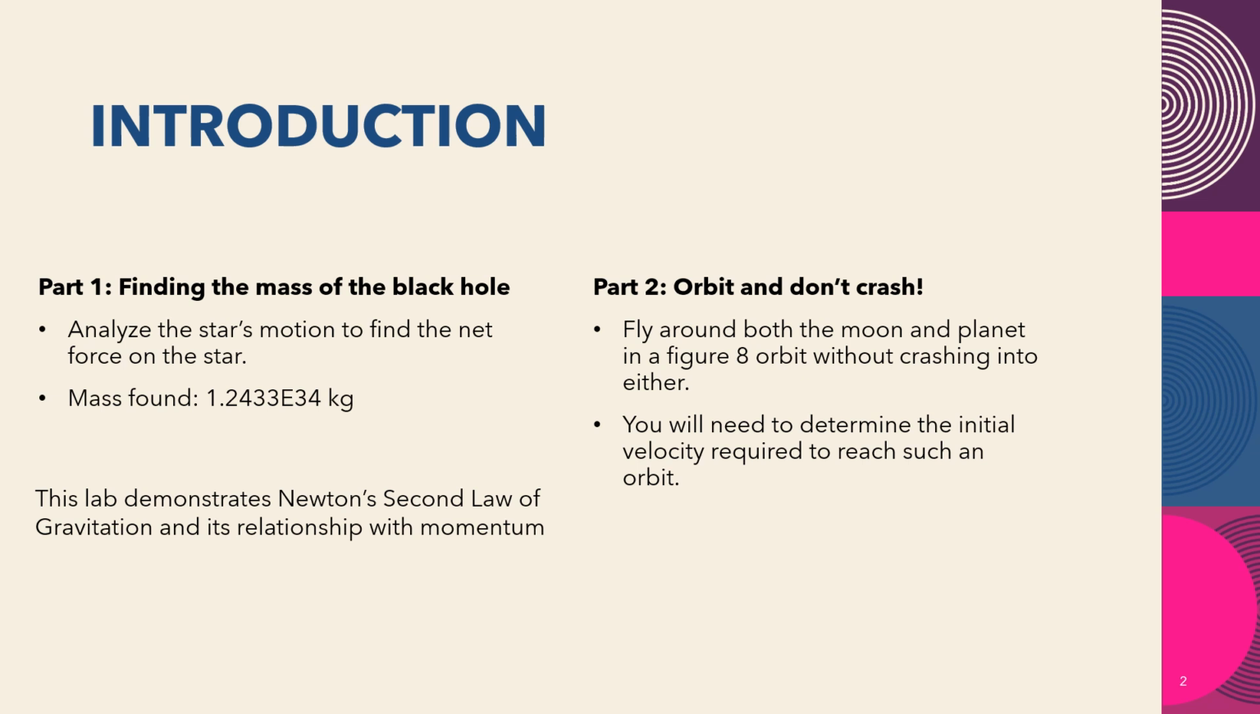And this lab demonstrates Newton's second law of gravitation and its relationship with momentum. Additionally, in part 2, "Orbits Don't Crash," the objective was to figure out what initial speed a rocket would need to orbit around a moon and planet in a figure 8 motion.